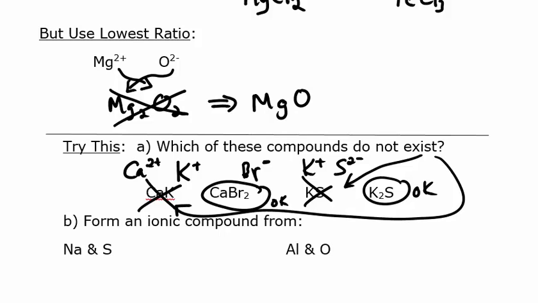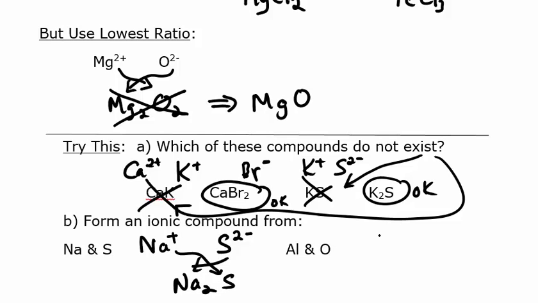All right, form an ionic compound from these species. Na and S. Na is group 1. So it's a cation with a 1 magnitude. Sulfur is a non-metal, so it's an anion, and it's 2 away from noble gas, so it's 2 minus. Crisscross those. You'll get Na2S.